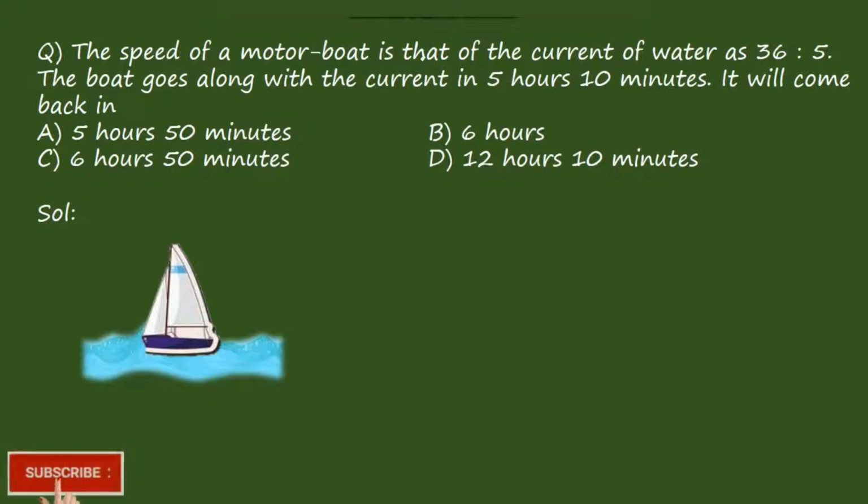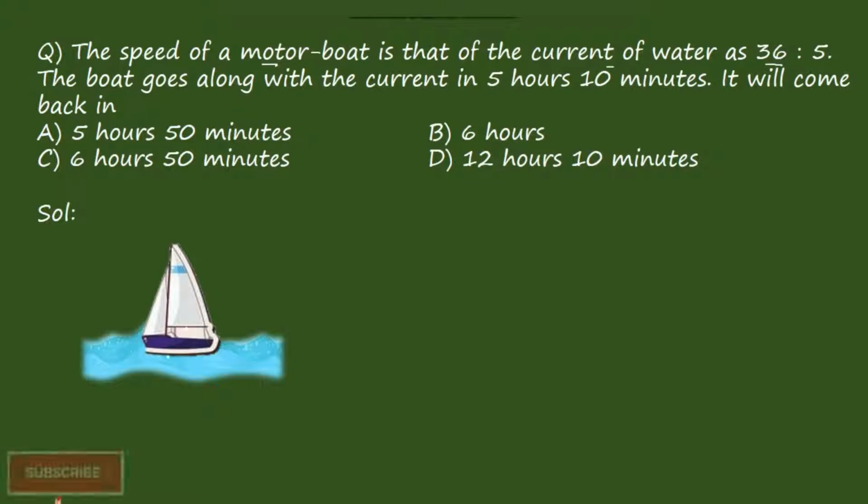The speed of the motor boat to that of the current of water is 36:5. The boat goes along with the current in 5 hours 10 minutes. It will come back in how much time? Okay, first we understand the question. It's saying that the speed of the motor boat to that of the current of water is 36:5.